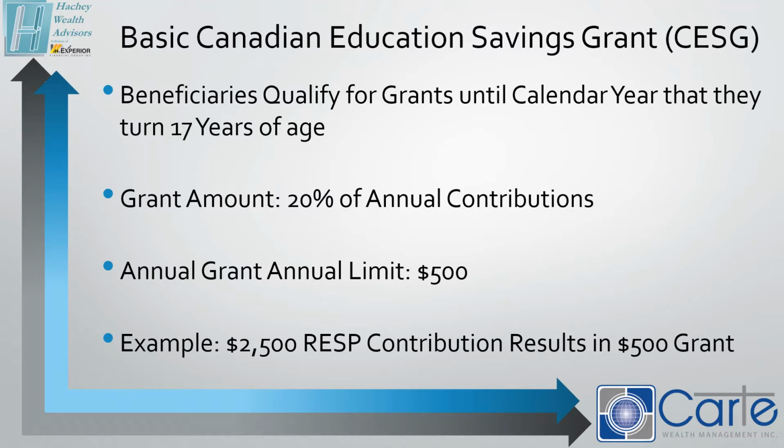And the way it works is basically when you contribute into the RESP, the government matches 20% of your contribution, up to $500 per year. Okay, so every year the government will give you up to $500 of grants based on your RESP contributions. So pretty straightforward. If you contribute $2,500 a year into your child's RESP, then you're all set to receive the maximum allowable grant from the government of $500.